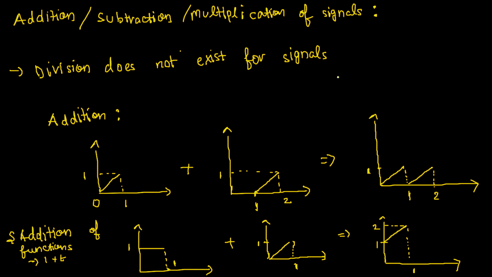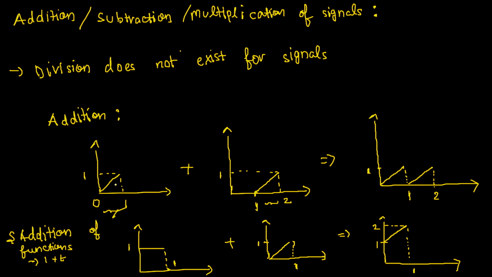The next topic that we'll be learning is addition, subtraction, and multiplication of signals. The division operator is simply not performed on signals, so we don't have to worry about that. So see, addition of signals is done in two ways. So the first case is where, let's say, the first signal is defined between 0 and 1, and the second signal is defined between 1 and 2.